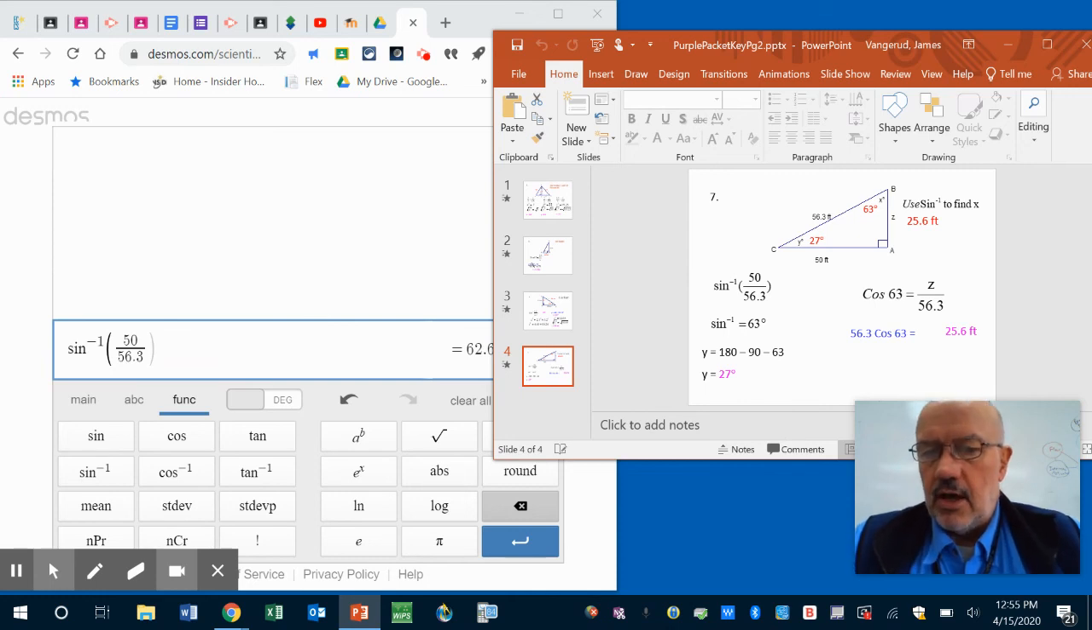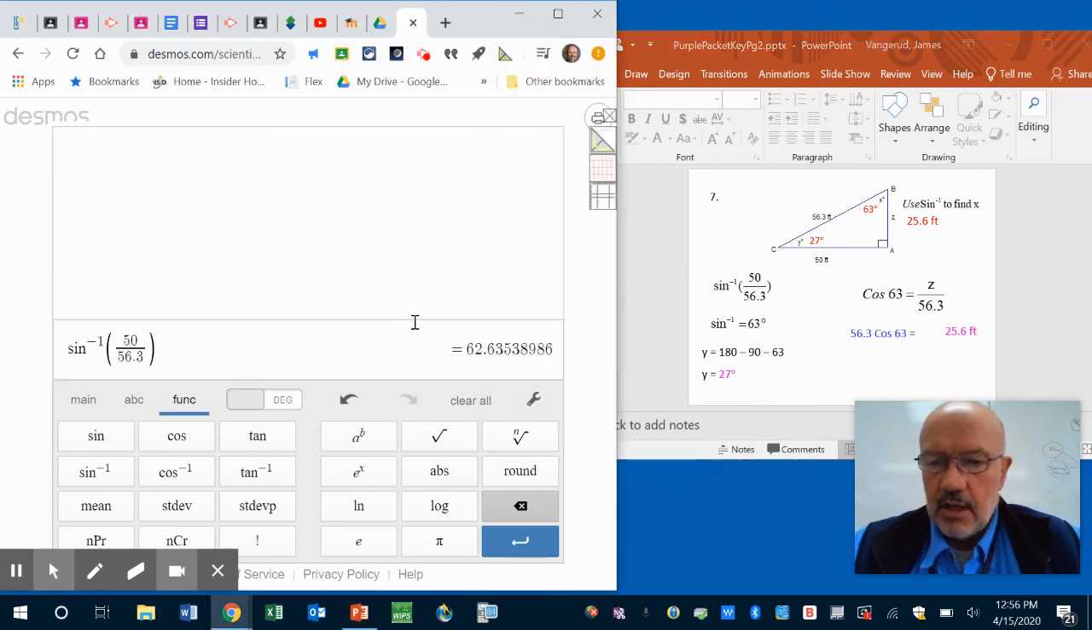We have so much information now that we have lots of different tools. We know 5 of the 6 pieces of this. We know all the angles, and we know 2 of the sides. That gives us a lot of options. Pythagorean theorem, sine, cosine. I'm using cosine. Cosine of 63, as you can see, equals Z over 56.3. So we multiply both sides by 56.3. Let's go back to the calculator and see what we get.